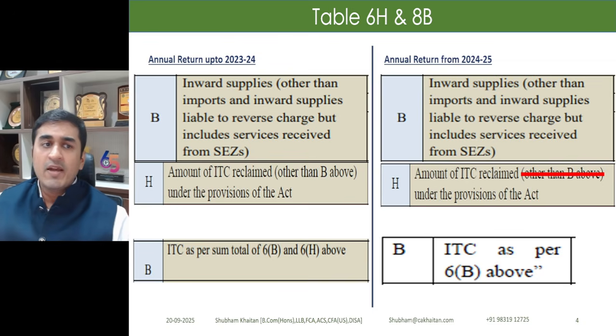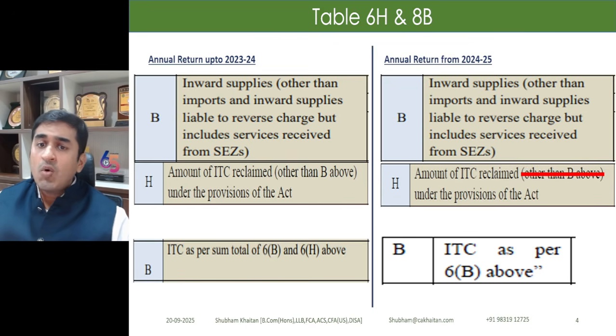So now what they have done is, they have said table 6B is only going to contain ITC which is availed for the first time. That means if it is reported in 2B in this particular month, and I have taken it in this month because it is there in my PR also in this month, the purchase register also in this month, 6B will only contain those details.